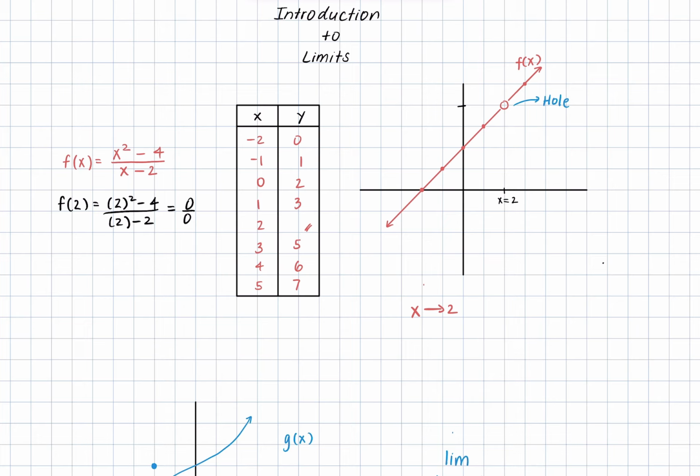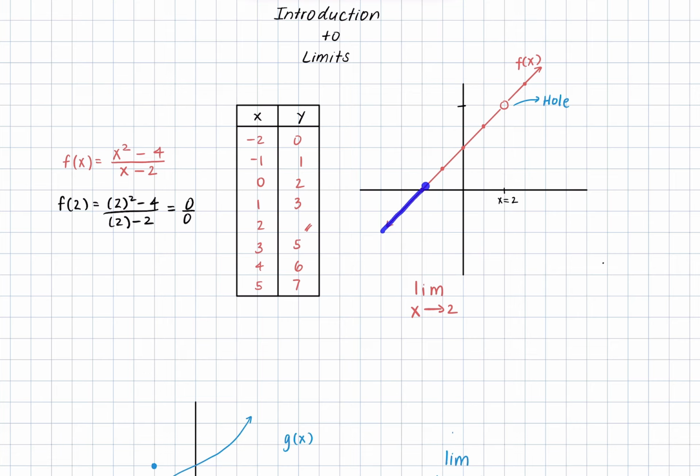But how does a graph behave as we get closer to our input of 2? And that is really what a limit is. How does our function behave as we're approaching this input of 2 in this case? So the limit as x approaches 2 from the negative side. We're really testing what is going on from the negative side and the positive side. So let's go ahead and test it.